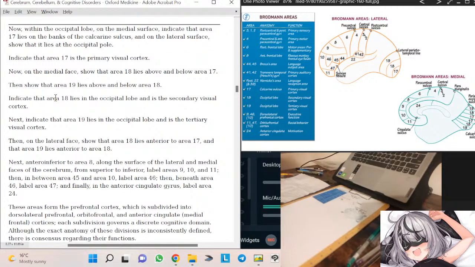Now on the medial face, show that area 18 lies above and below area 17. Then show that area 19 lies above and below area 18. Indicate that area 18 lies in the occipital lobe and is the secondary visual cortex. Next, indicate that area 19 lies in the occipital lobe and is the tertiary visual cortex. Then, on the lateral face, show that area 18 lies anterior to area 17, and then area 19 lies anterior to area 18.